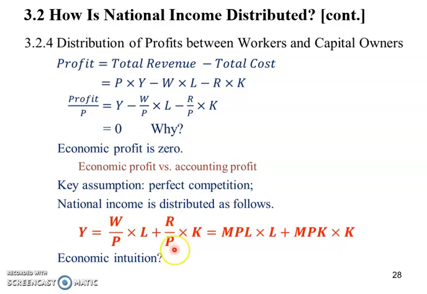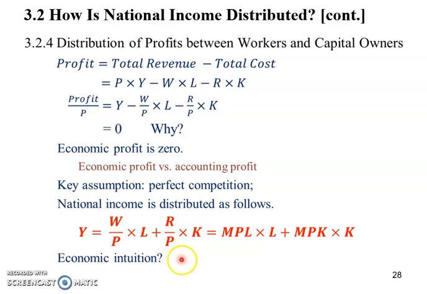Similarly here, R over P is a real rental price per unit of capital, and K is the number of units of capital. So this product here is the total capital income.